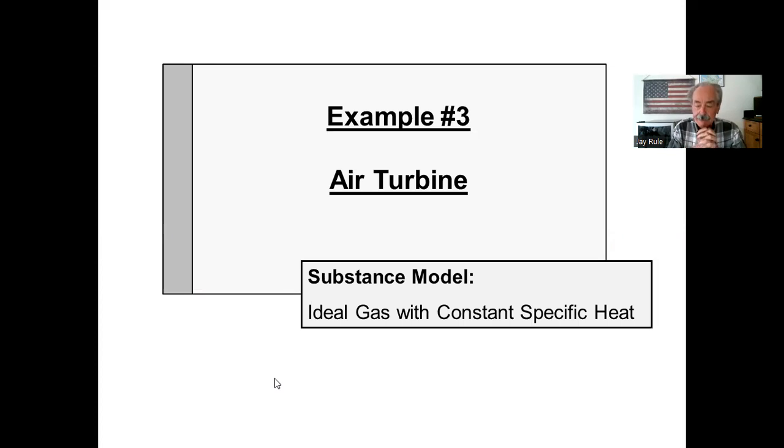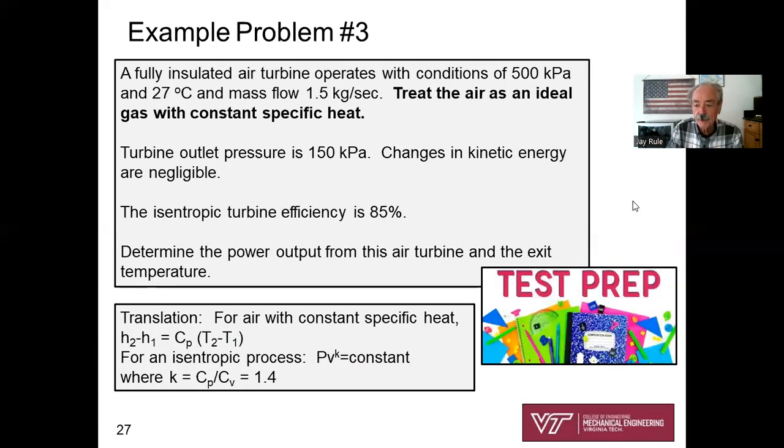All right, example 3. We're going to do the same problem, except we're going to use a different model for the ideal gas. We're going to say we have constant specific heat. I want to illustrate to you how you can solve this problem either way. So if you were in my class, this would be your test problem, because in most of my career, for ideal gases, I used ideal gas with constant specific heat in the vast majority of my engineering practice problems. If you're in my class, this is your test problem.